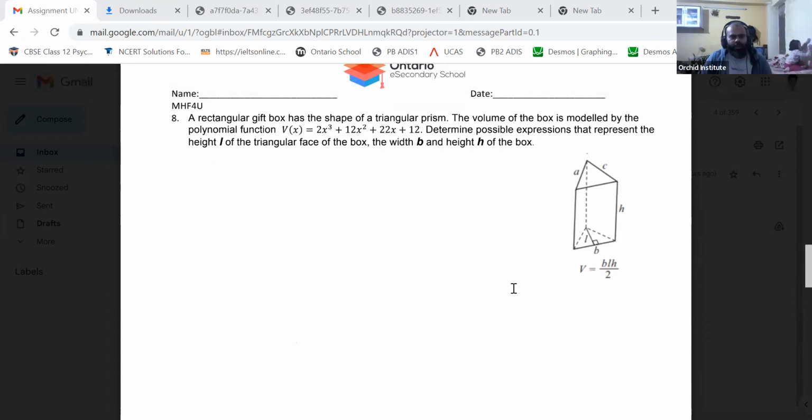So determine possible expressions that represent the height L of the triangular face of the box, the width B and height H of the box. Why have A and C been given? There is no need for A and C, I think. Anyway, A and C are the same as B because it is an equilateral triangle. So let me explain it to you.